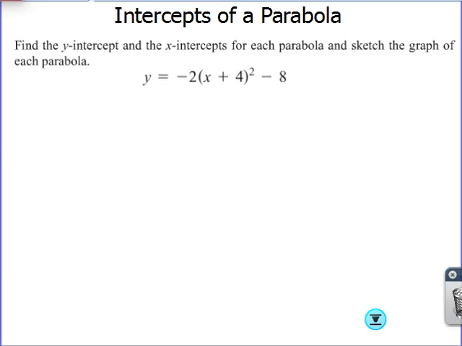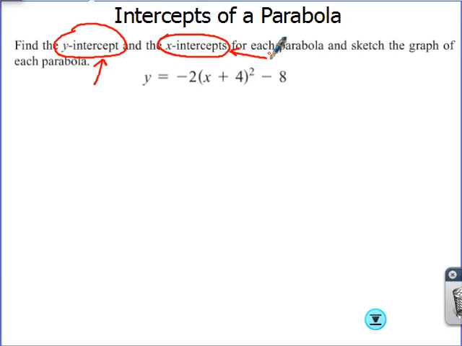The last thing that you might have to tell me about the parabola is where its y-intercepts and its x-intercepts are. If you remember back a couple of chapters ago, I told you how to find y-intercepts and x-intercepts. This information we'll use, again, the rest of the semester.